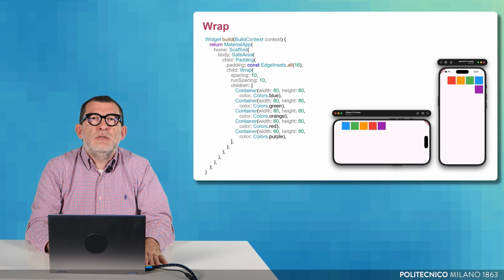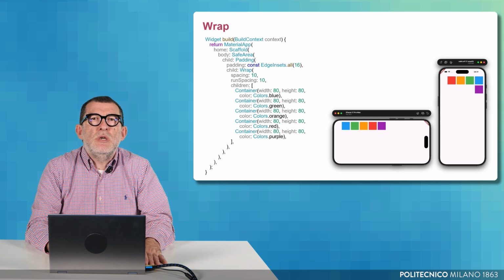A wrap is another interesting widget. In this example, we have 5 containers with different colors, all with the same size, 80 times 80. There are 2 important elements to consider here. The first one is that I'm using a material app without the usual app bar.